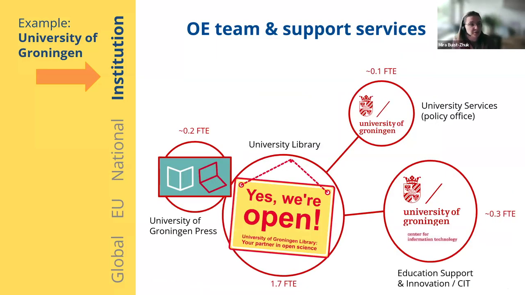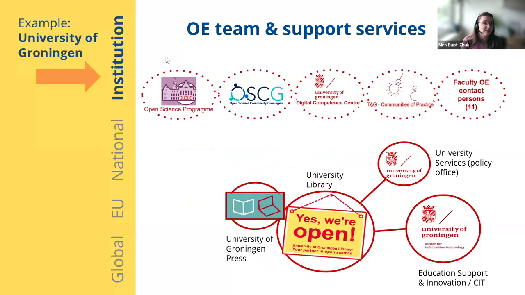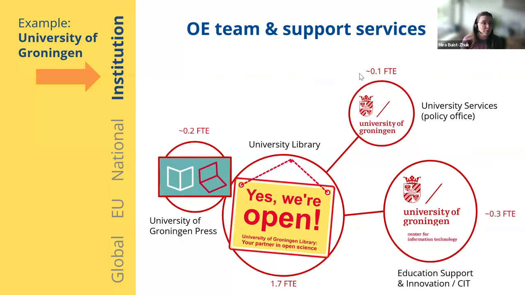Now, what does the support service consist of in our context? First of all, there's the university library. That's the hub of the knowledge and services on and around open education. I've also indicated, very indicatively, the FTEs, the full-time equivalent of personnel that we have dedicated to that. Of course, many more people are involved in one capacity or another, but some are dedicated purely to supporting, maintaining and establishing open education services. We also have University of Groningen Press, our university publisher, associated with the library.